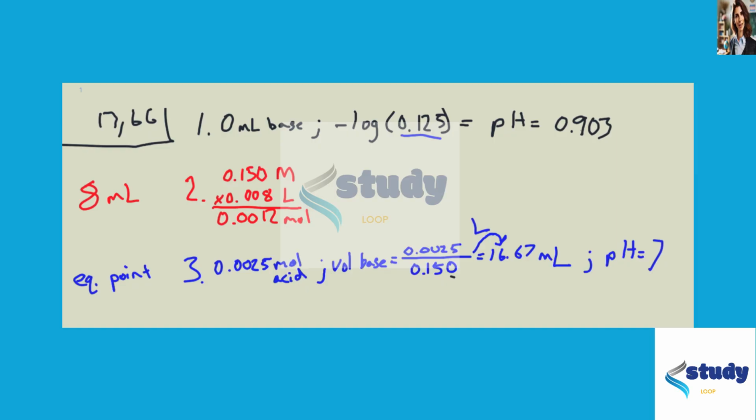Now, to know the amount of acid that we have left, we need to subtract this from the initial amount of acid, which is 0.025 moles of acid minus 0.0012 moles of base. So this is almost the equivalence point, so that's why it's so close here. And we get 0.0013 moles of acid remaining.